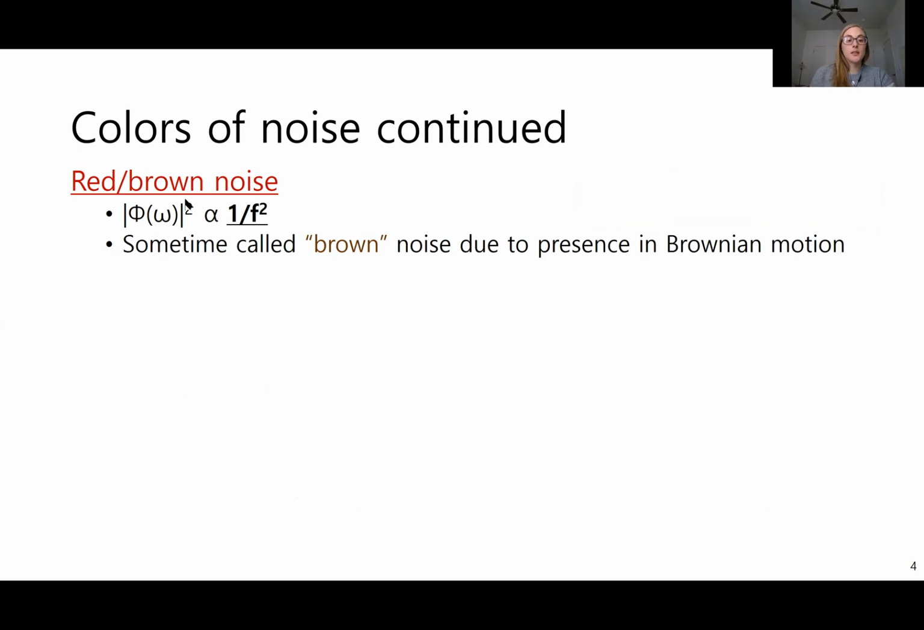You'll also hear this 1 over F squared dependence sometimes referred to as brown noise as well. And that's because brown noise is present in Brownian motion, which has nothing to do with the color. Brownian motion is named after Robert Brown, the scientist who described pollen particles diffusing around. So that color is just a convenient coincidence again. So that's when lower frequency noise is present.